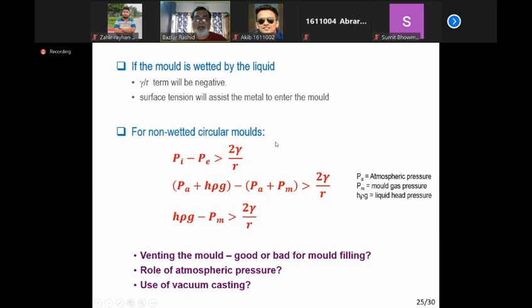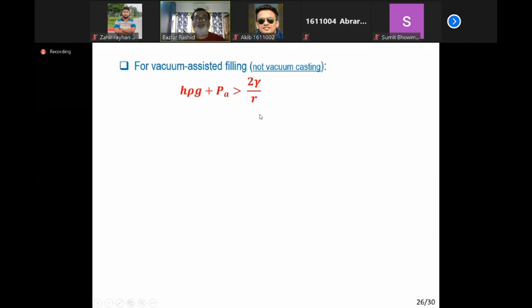So PA becomes not zero, but 10 to the power minus something, so we can effectively call it zero. And at the same time, PM becomes zero. So these two terms are eliminated. But PA remains, H rho G remains. So ultimately, the formula becomes PA plus H rho G is greater than twice gamma by R. So we're using PA to help the liquid metal flow into the mold.